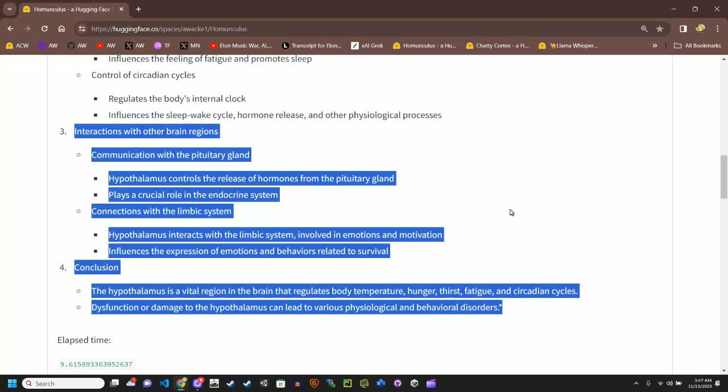4. Conclusion. The hypothalamus is a vital region in the brain that regulates body temperature, hunger, thirst, fatigue, and circadian cycles. Dysfunction or damage to the hypothalamus can lead to various physiological and behavioral disorders.